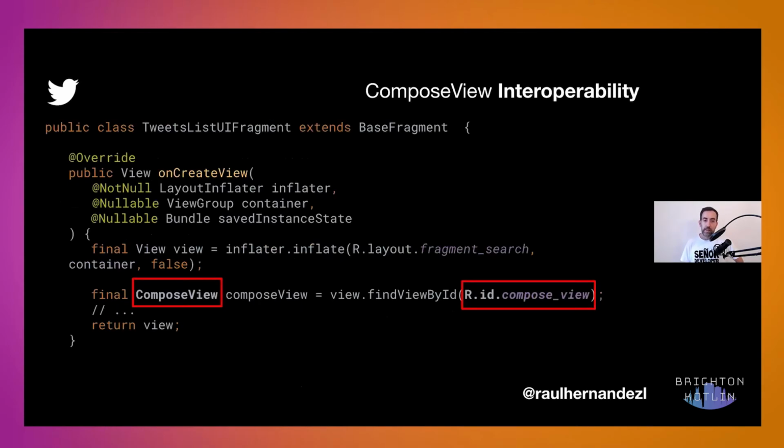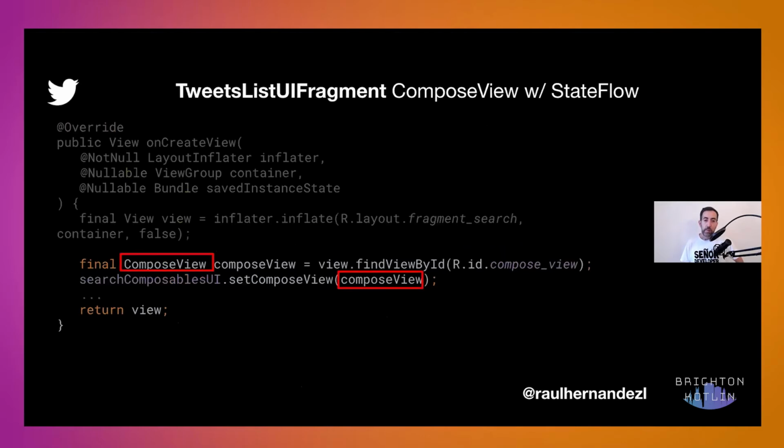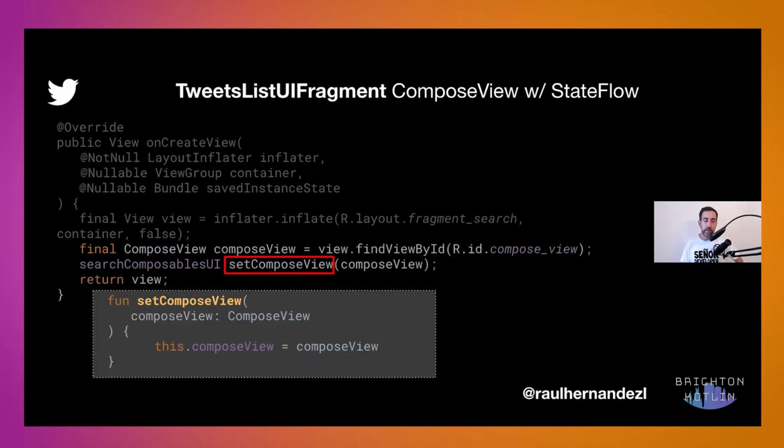Like that. In this particular fragment, I will find this view. I will get the compose view. And then I will pass the compose view to use it when I need it in my search composable UI that I created. Something like that. I will assign this value and I will use it later on.